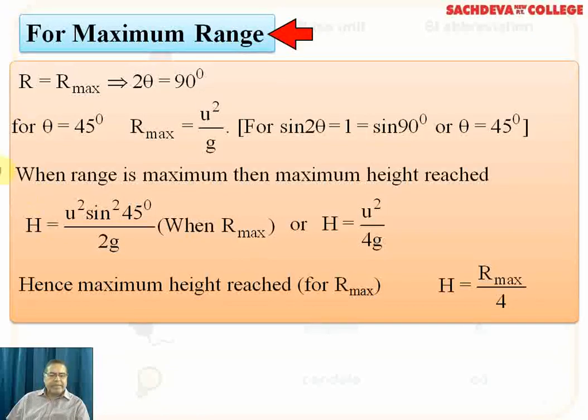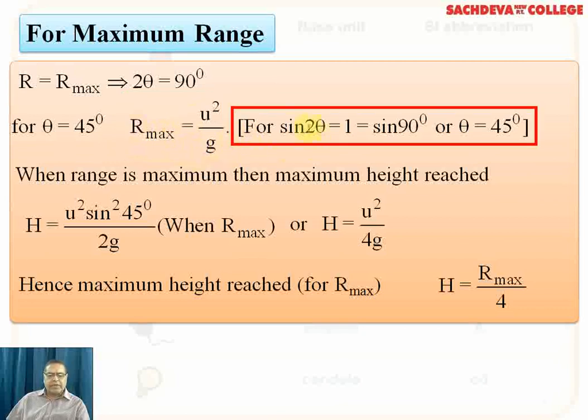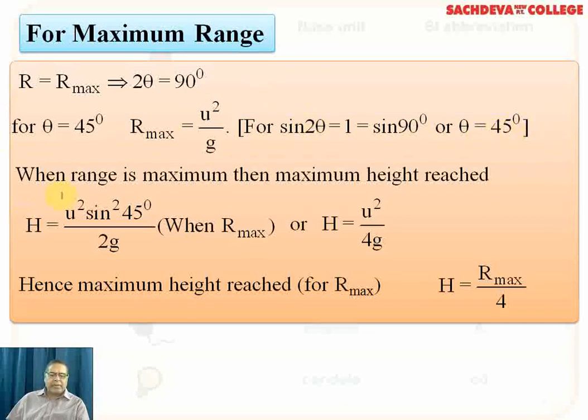For maximum range, R is equal to R maximum, and that is sine 2 theta equal to 1. That is sine 90 degrees, so theta is obviously 45 degrees. That is, range maximum is calculated by u square over g. For sine 2 theta to be 1, theta is 45, because sine 2 theta means sine 90, and that will be 1. So maximum range is valid for sine 2 theta, or theta 45 degrees.